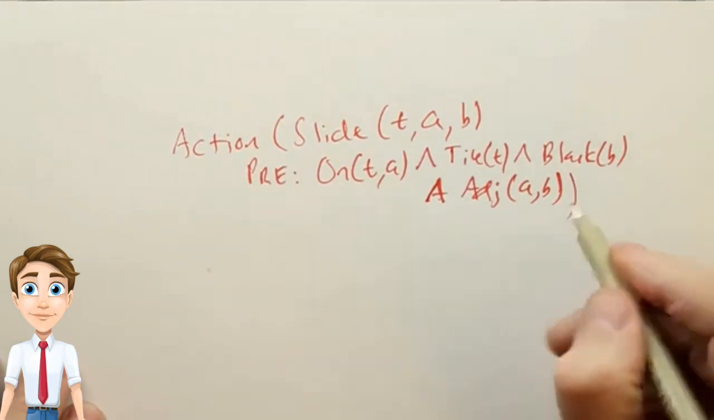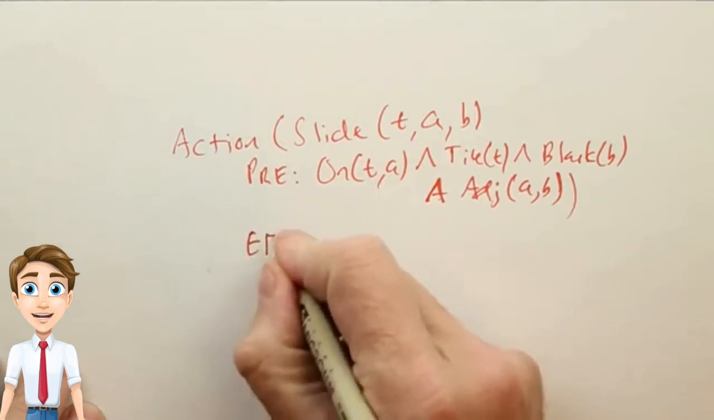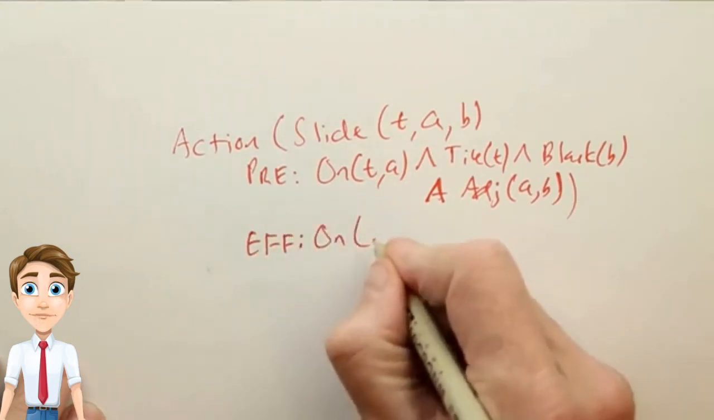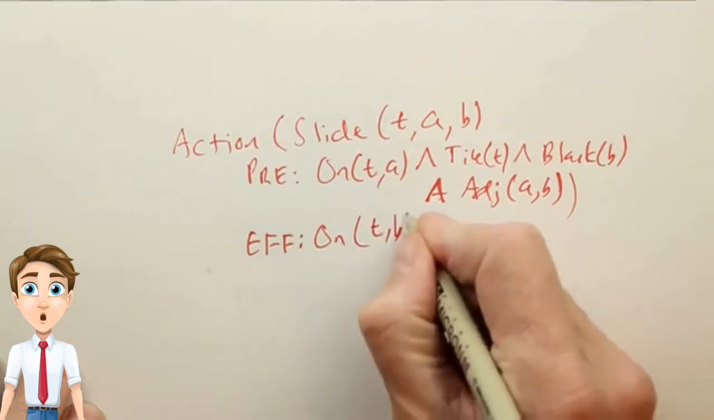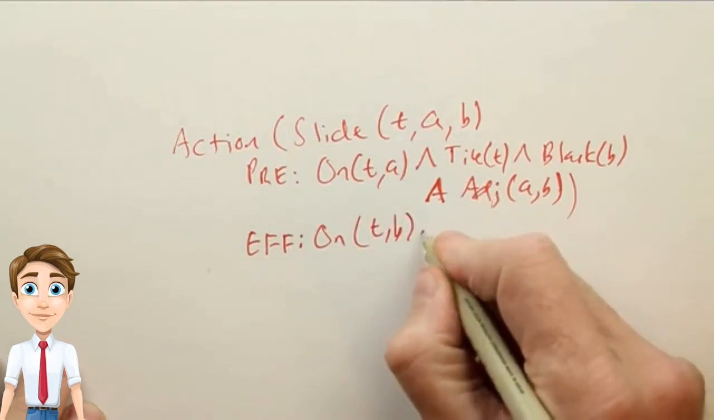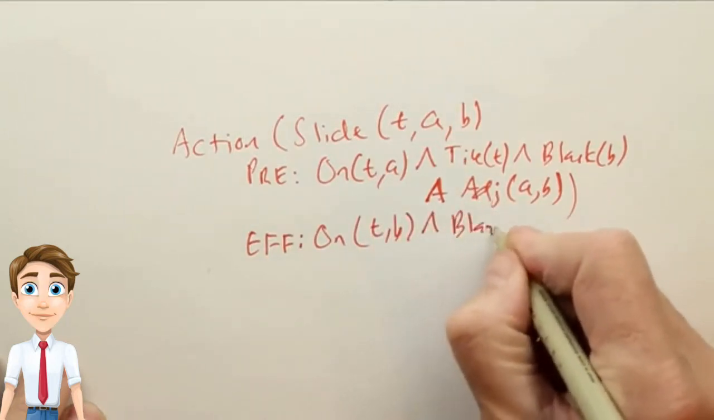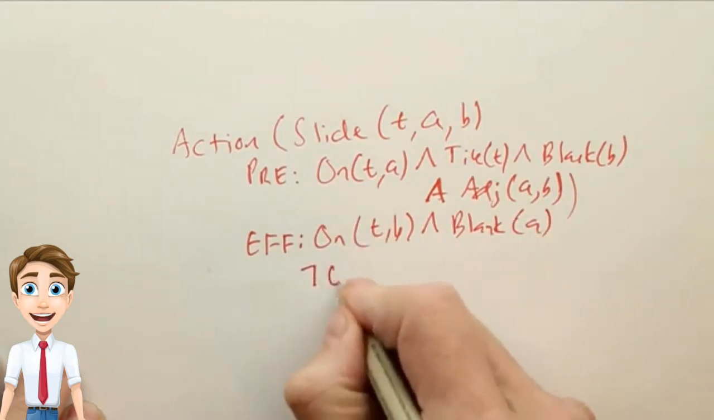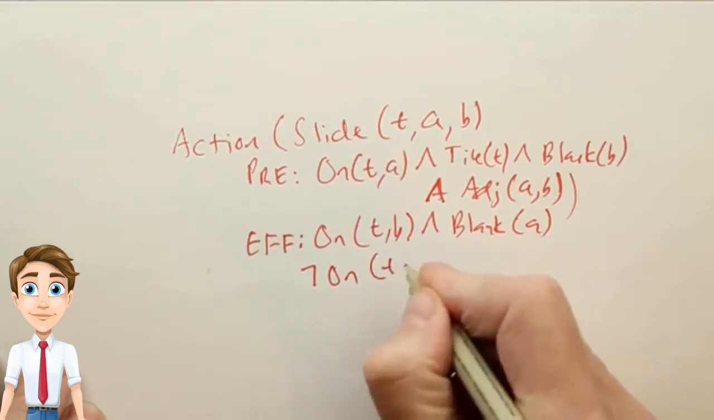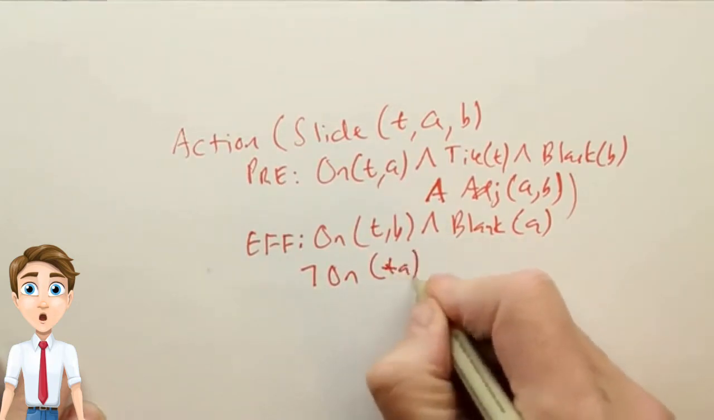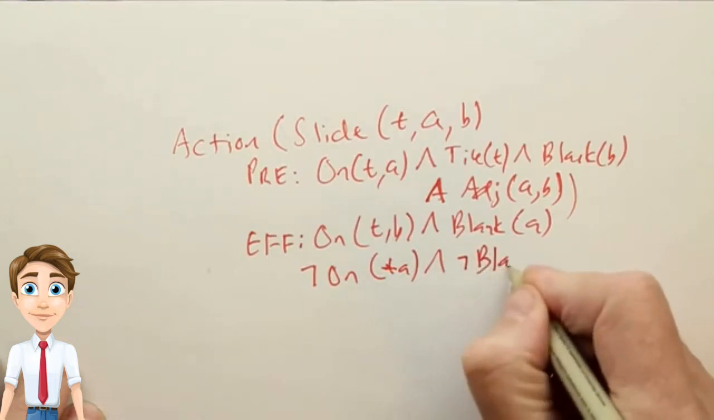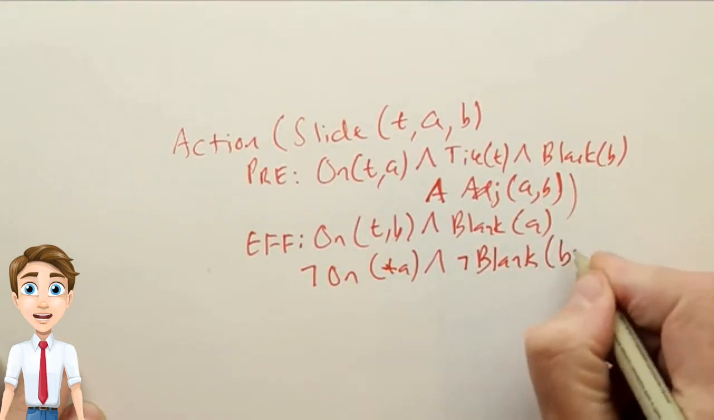Oops, I forgot. We need an effect, which should be that the tile is now on B, and the blank is now on A, and the tile is no longer on A, and the blank is no longer on B.